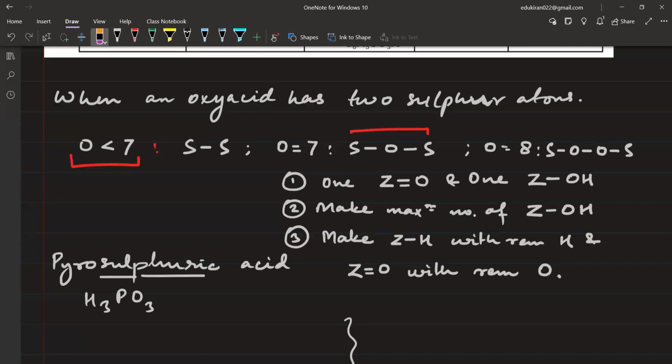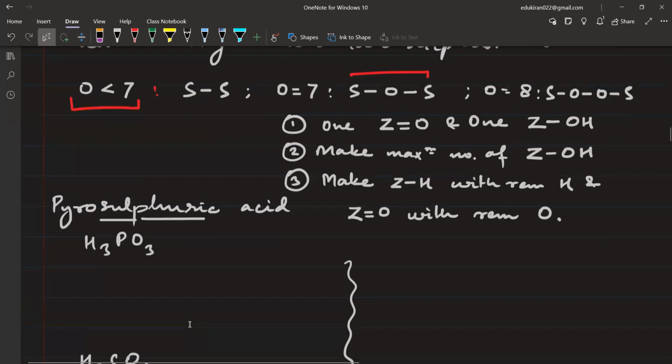So before going to pyrosulfuric acid, हम लोग पहले H3PO3 सिंपल मॉलिक्यूल्स को कर लेंगे, उसके बाद फिर pyrosulfuric acid का. ठीक है, all if you write this down. O, if it is less than 7, then SS bond. If you have O that is greater than 7, sorry, equal to 7, then SOS, and if it is equal to 8 or greater than 8, then it is going to have SOOS bonds. ठीक है, now please let me know once you're done. उसके बाद फिर हम आगे आपको समझाएंगे what is this part.